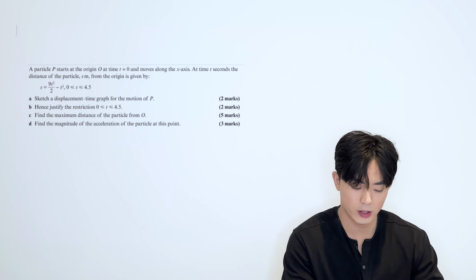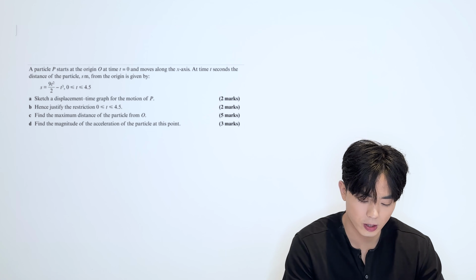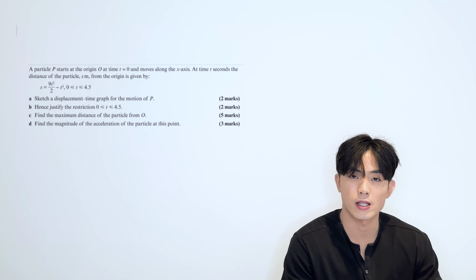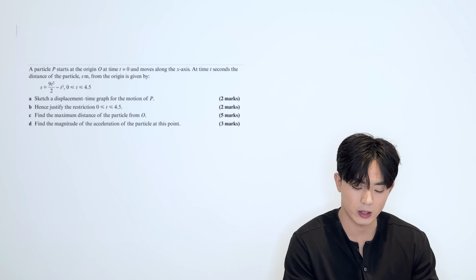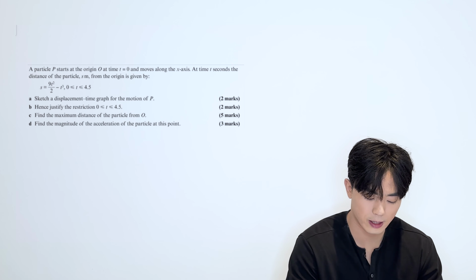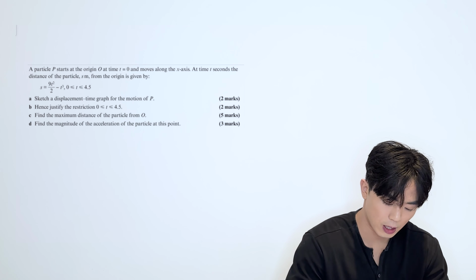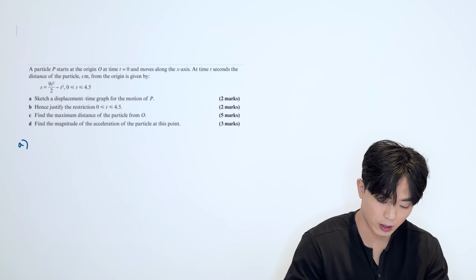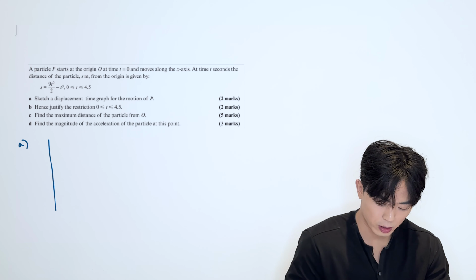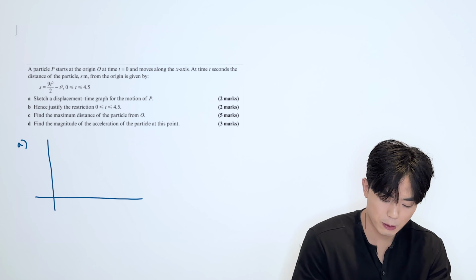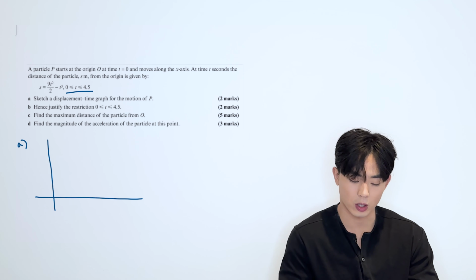Let's try a more difficult one. So we have a particle which starts at the origin. At time t seconds, we're given its displacement as a function of time. So sketch a displacement time graph for the motion of P. First thing here, we have to just sketch this kind of graph. So it's going to look something like this. Remember, t is between 0 and 4.5, so we don't have to draw the whole graph.